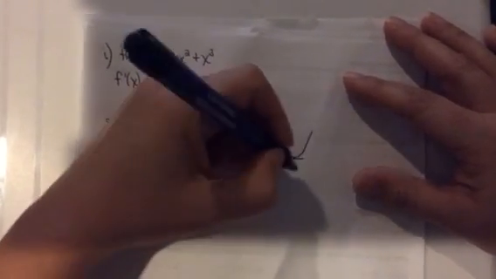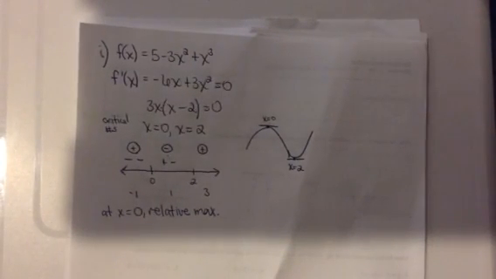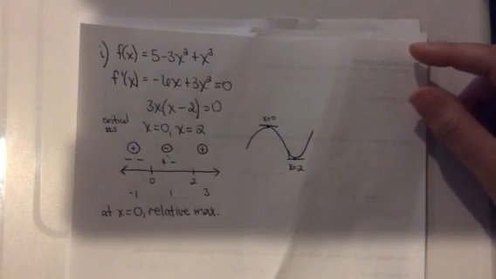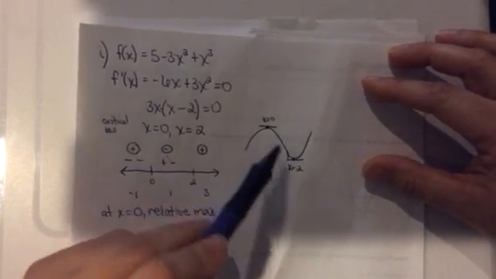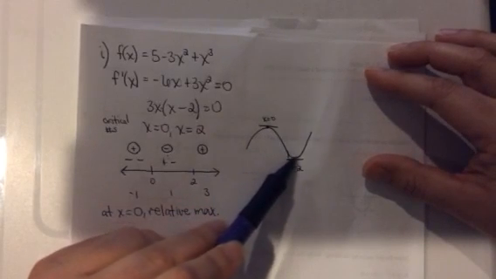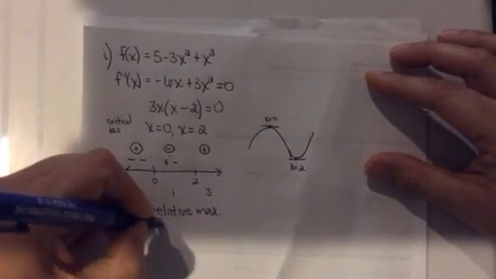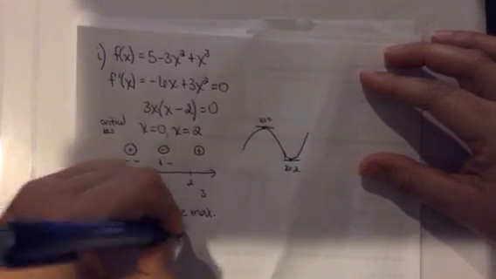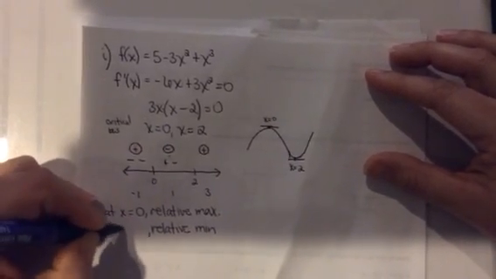And here would be x equals 2. Of course, I have no idea if this is what the graph looks like. This is just a sketch to give you an idea of what's going on. If the derivative changes from negative to positive, the function decreases, then increases. That means there is a local or relative, same difference, min. Local and relative mean the same thing. So at x equals 2.